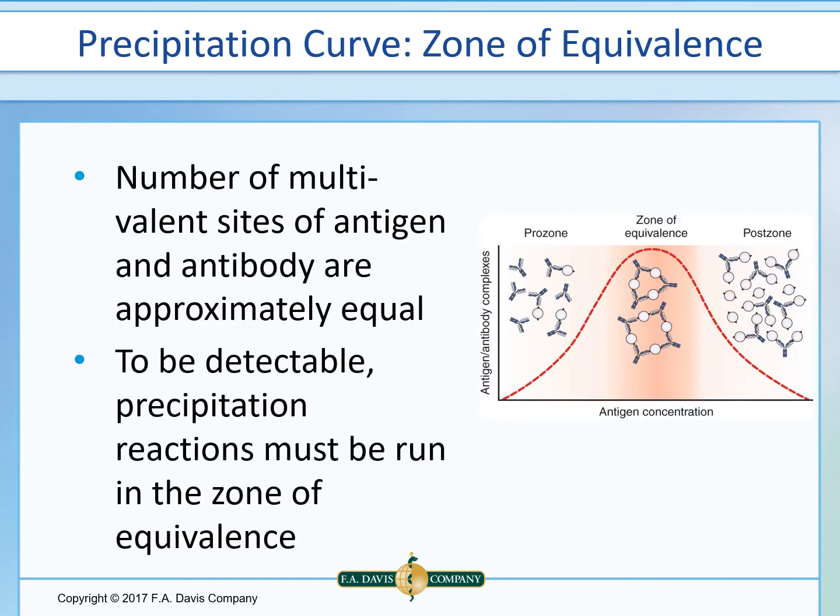As mentioned before, in order for the complexes to be detectable, precipitation reactions have to run in the zone of equivalence, in which the number of multivalent sites of antigen and antibody are approximately equal. In this zone, precipitation is the result of random reversible reactions, whereby each antibody binds to more than one antigen and vice versa, and it forms a stable network or lattice.